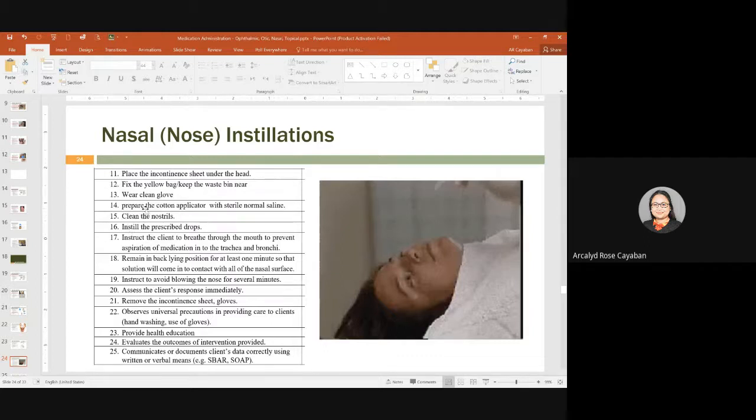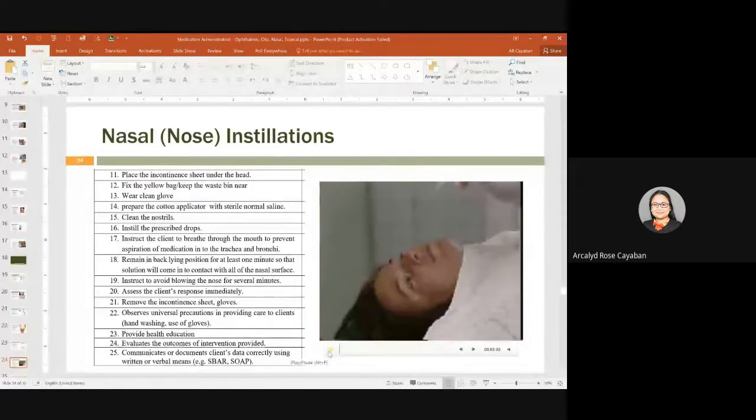How? Prepare the cotton applicator with sterile normal saline and clean the nostrils or opening of the nose of the client. How do we instill medication? Remember, for this video, let's assume that the problem is either on the maxillary or frontal. So we ask the client to be in supine position but tilted to the right side. Why? Because the right nostril is the affected area. Let's say the right frontal or the right maxillary area. So how do we do that?